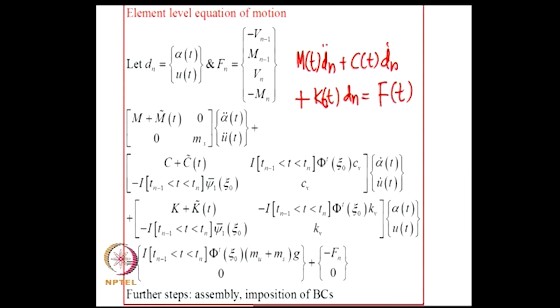So, we have now the time varying mass, stiffness and damping terms. So, this is the main feature of this problem. This is the equation at the element level. Now, further steps involve assembly and imposition of boundary conditions. This I am not going to elaborate because we have done this several times for various problems. So, we need not revisit this issue again.